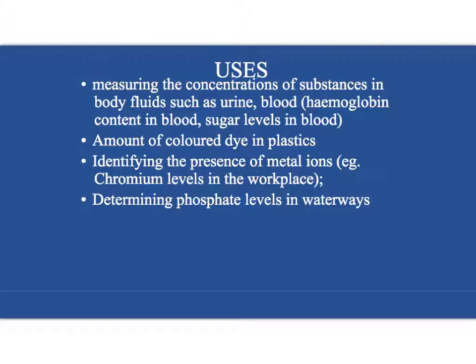Okay, last couple of things. When we're looking at our uses, we know that it is used a lot in medicine. So if you're measuring urine, blood, all that kind of thing, you can look at the hemoglobin content, the sugar levels in blood. You can look at how much dye is in plastic, the presence of metal ions, or even phosphate levels in waterways. This might be particularly relevant for us because we would have just finished looking at how we could analyze water. And so you can determine the phosphate levels by using UV visible spectroscopy if we had more machines, which would be awesome.